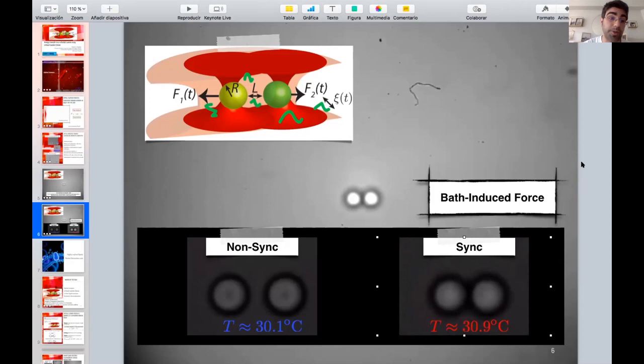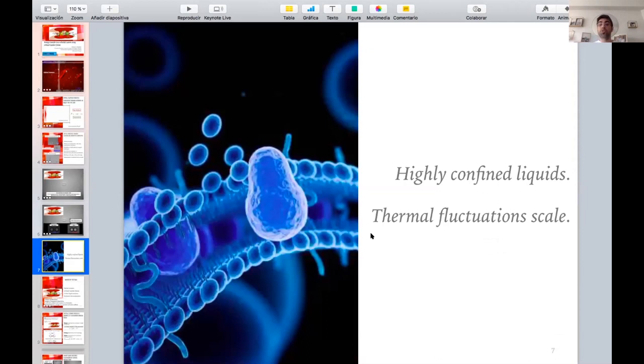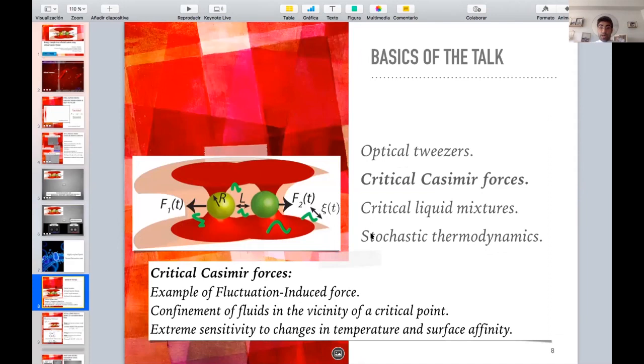At the end, what we are doing is mimicking a very usual situation in nature, that is highly confined liquids that we can see in cellular membranes, in vesicles, and also in artificial devices like nanohydrodynamics or microfluidics. So in this talk, beyond optical tweezers, I will pay special attention to critical liquid mixtures. And we are going to discuss how we are able to obtain the energetics, how we are able to obtain the work exchange between the different parts of the system.